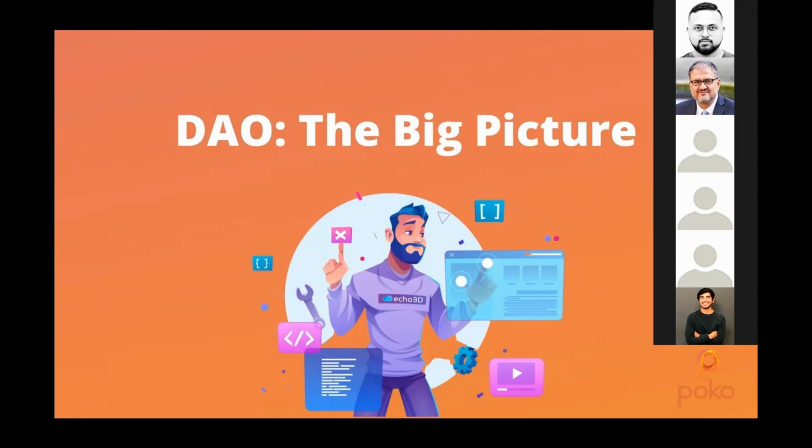Let's find ways to make DAOs accessible to everyone. I think that's the goal of Poko, and that's how we approach the spirit of this presentation. I'm going to spend maybe 20 minutes walking through some slides, sharing a little bit about DAOs and the underlying technology powering it. Then I would love to turn it over to some questions or a discussion.